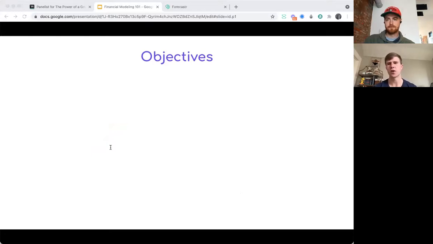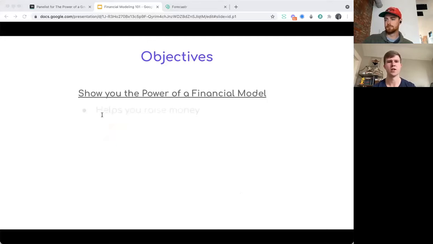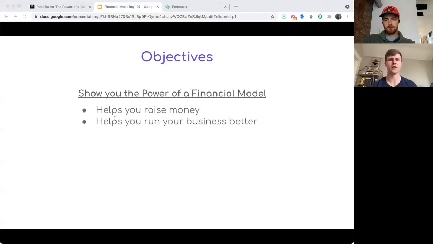So I always like to start off presentations by talking about the objectives. So what are the things that we hope to cover and what are the things that ultimately we want to impart onto you by the time the presentation's over? And ultimately, it's just two things. I want to show you the power of a financial model, the types of things that a financial model can do to help you, and in particular, how it can help you raise money and it can help you run your business better. So we'll dive into each of these separately.